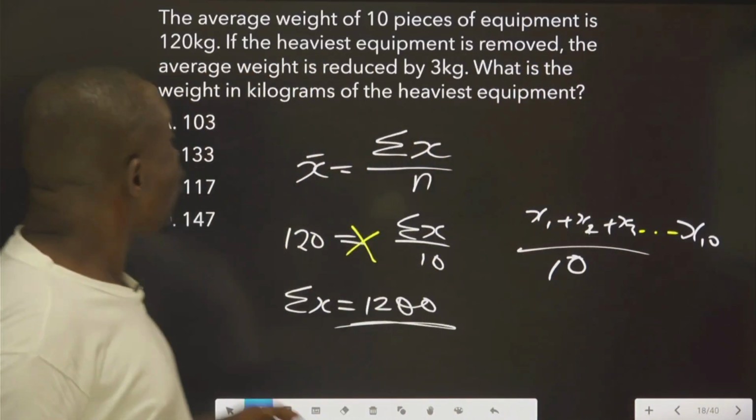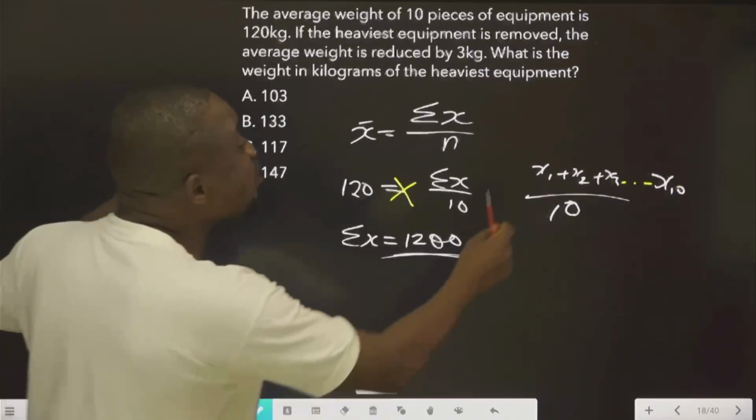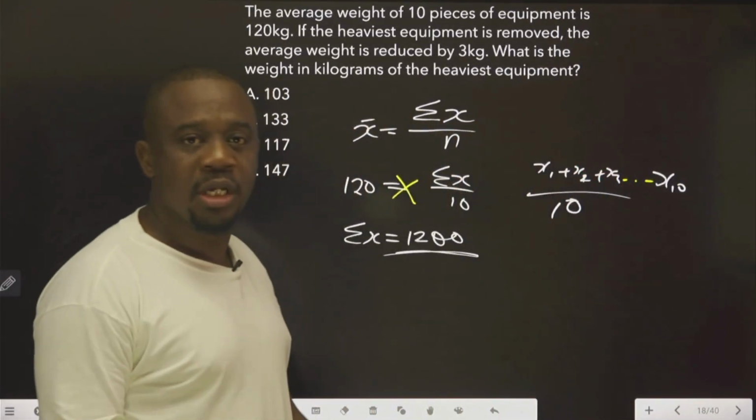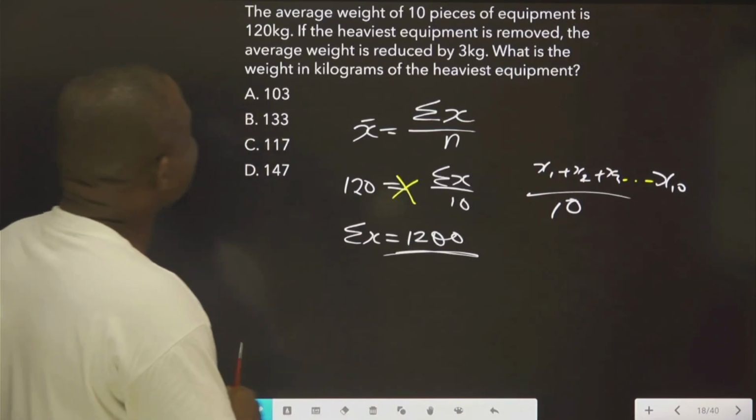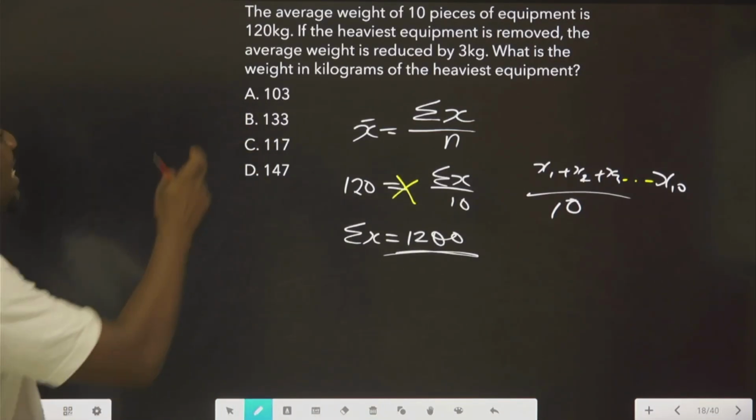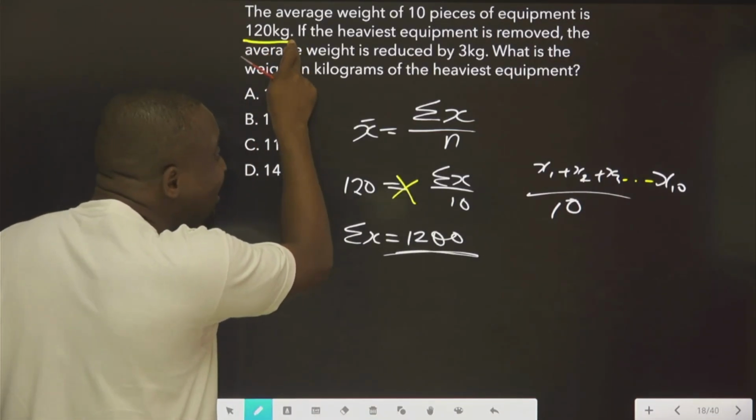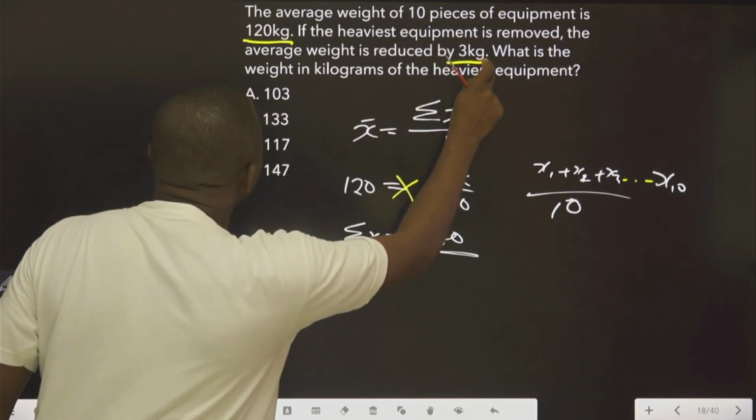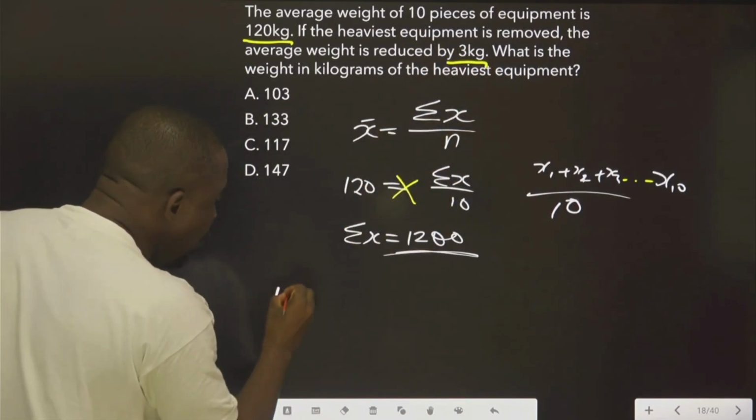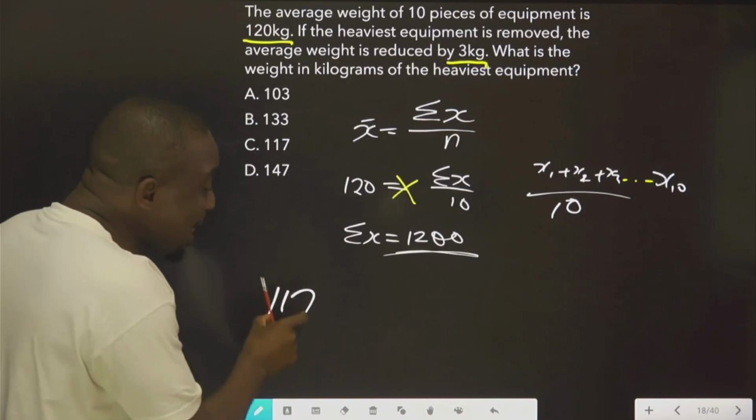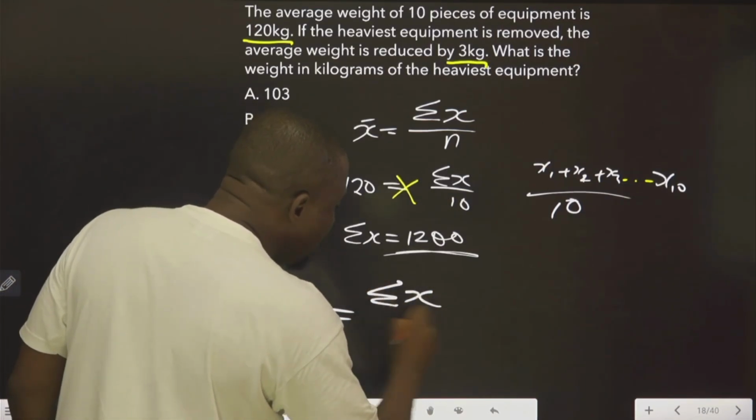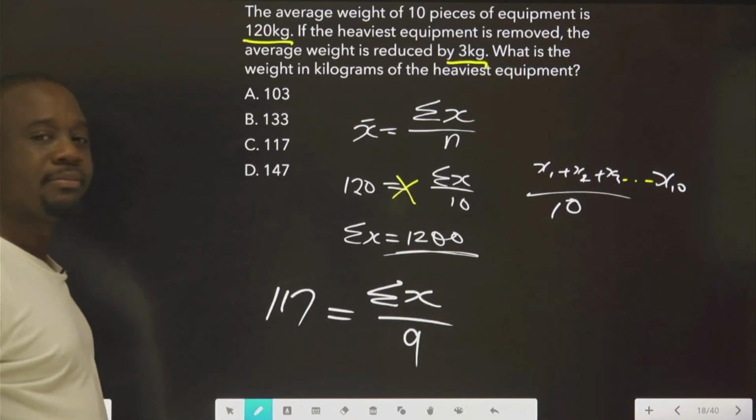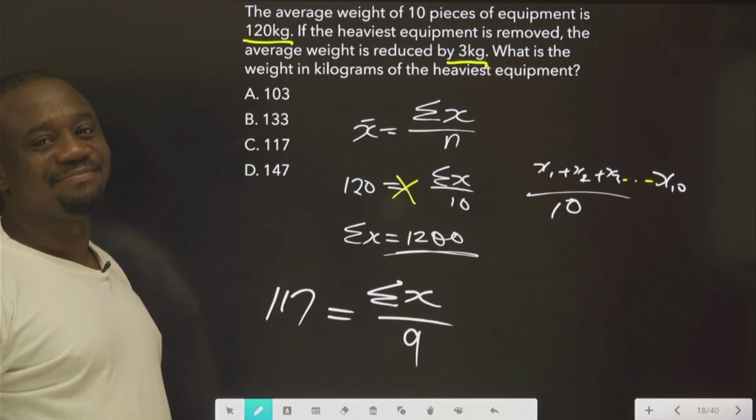Now, what they are telling us is that the heaviest, one of them was removed. If you remove one of them, 9 are remaining. What you need to do, this is the former average. When you reduce the new average by this, you have 117, right? This is our new average. We still don't know this for now, but we know 9 is here. You get it?